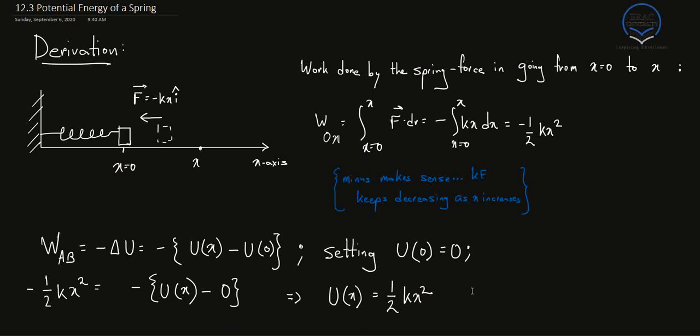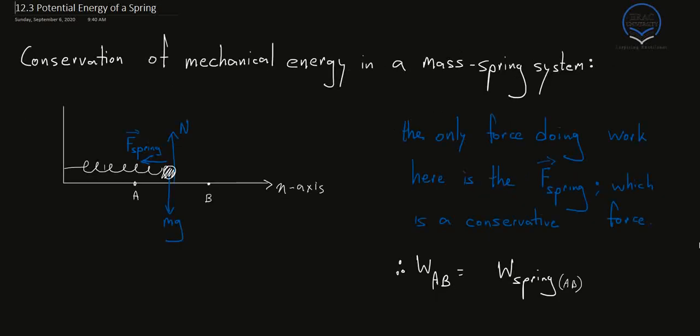This very familiar formula. So what's so nice about this potential energy is that we have, for conservative forces, something called the conservation of mechanical energy. So notice the forces acting on this system. At any given time, this mass is sliding on the x-axis, going back and forth because of this spring. The forces are simply the force due to the spring, the normal force, and the weight. But the only force doing work here is the force due to the spring, because these other two forces are perpendicular to the direction of motion. Here the object is moving in this direction, and so these are perpendicular.